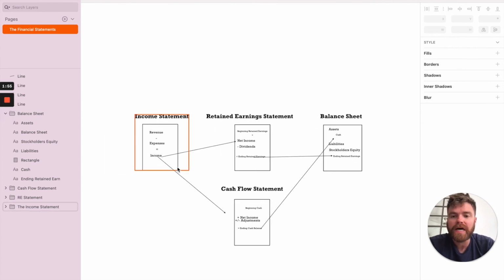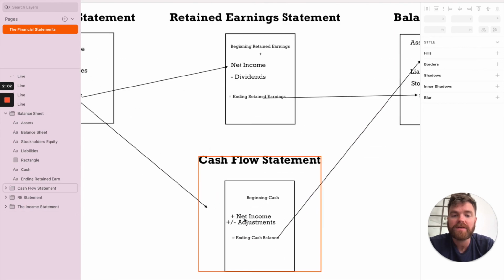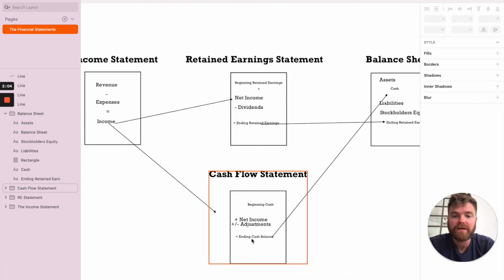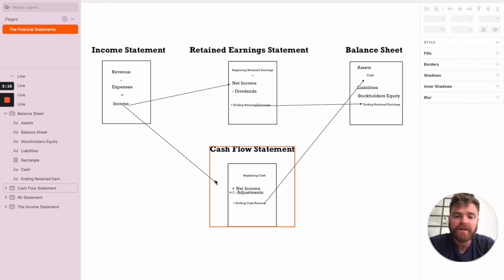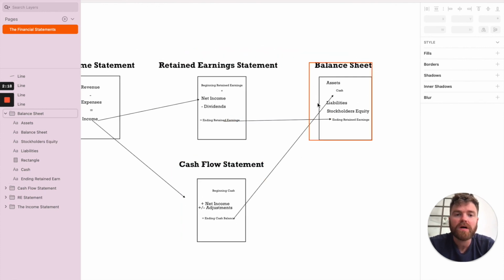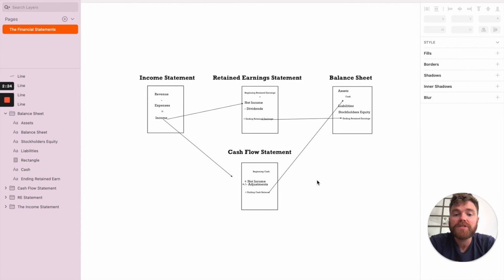I'll just go over it one more time. From the income statement, revenues minus expenses to get to income goes into your cash flow statement. You use that plus other adjustments to get to your ending cash balance. And you take your net income and add it into beginning retained earnings, minus dividends, to get to ending retained earnings. Then both ending retained earnings and ending cash balance go onto the balance sheet: cash under assets, ending retained earnings under stockholders' equity. So that's about it. That is the flow of the main financial statements.